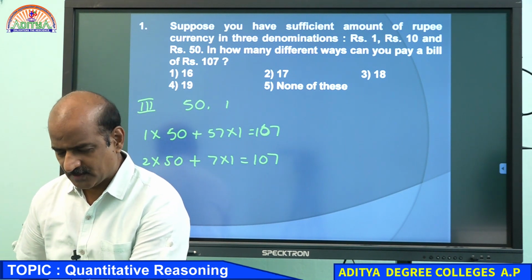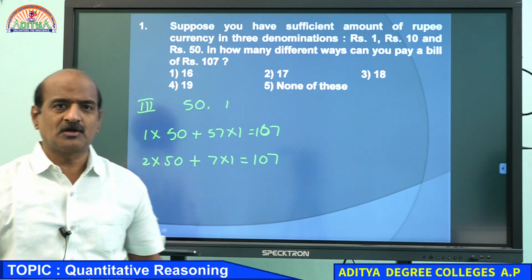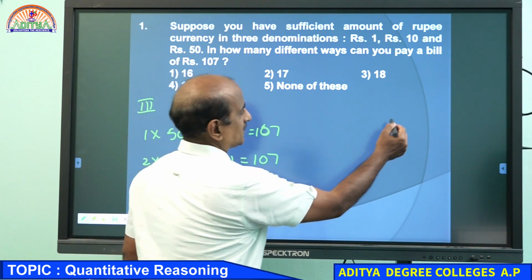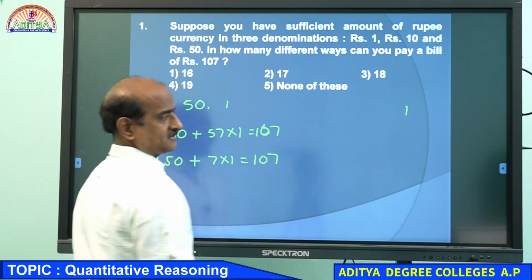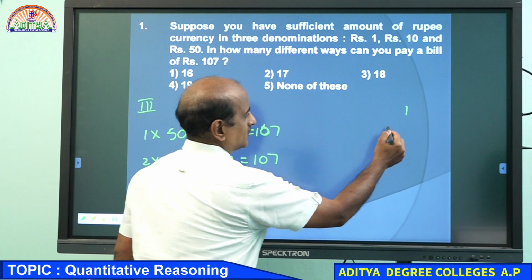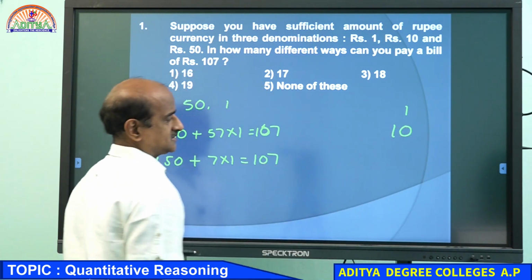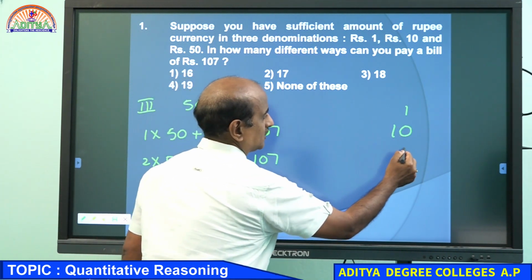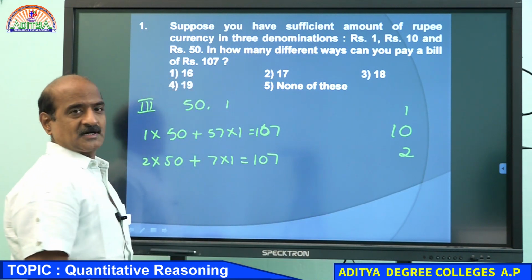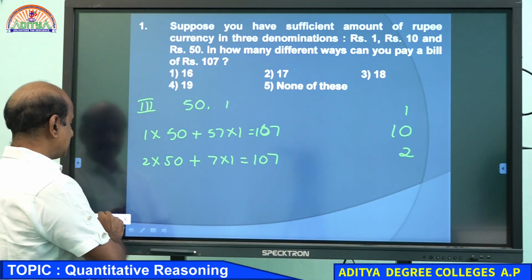So now, two combinations. Tell me, student, with all one-rupee notes, one combination. With the combination of 10 rupees and 1 rupee, 10 combinations. With 50 rupee and 1 rupee, 2 combinations. I hope you understand that. Okay, now let me see the next one.